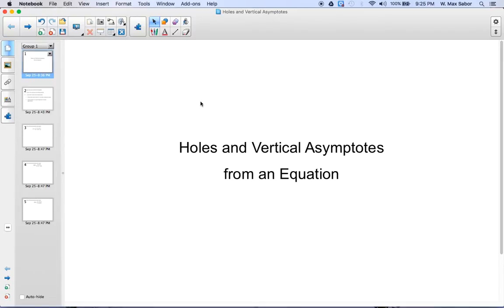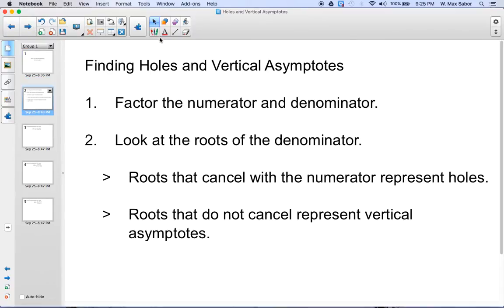Today we're going to talk about how to find holes and vertical asymptotes from an equation. We already know how to find the domain from a graph, but this will show us how to find it from an equation. So, what we should do first is factor the numerator and denominator, and then look at the roots of the denominator. Each factor in the denominator will have its own root. And roots that cancel with the numerator represent holes.